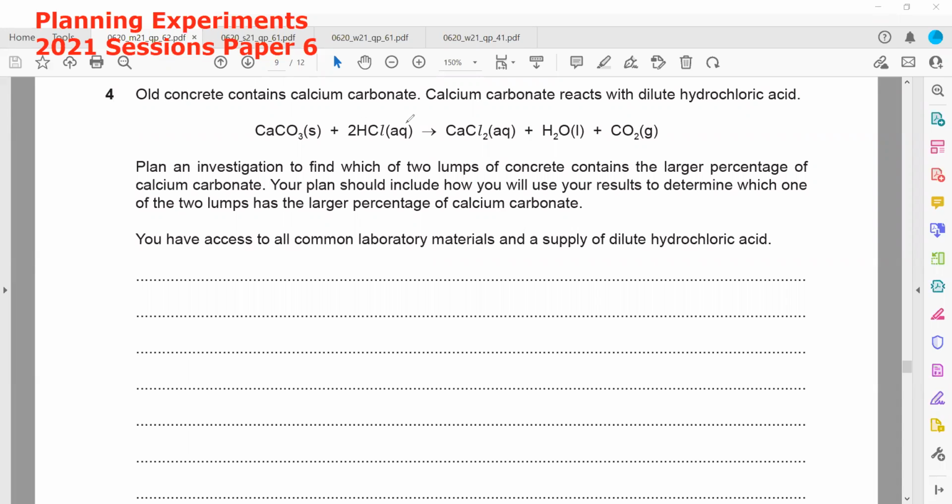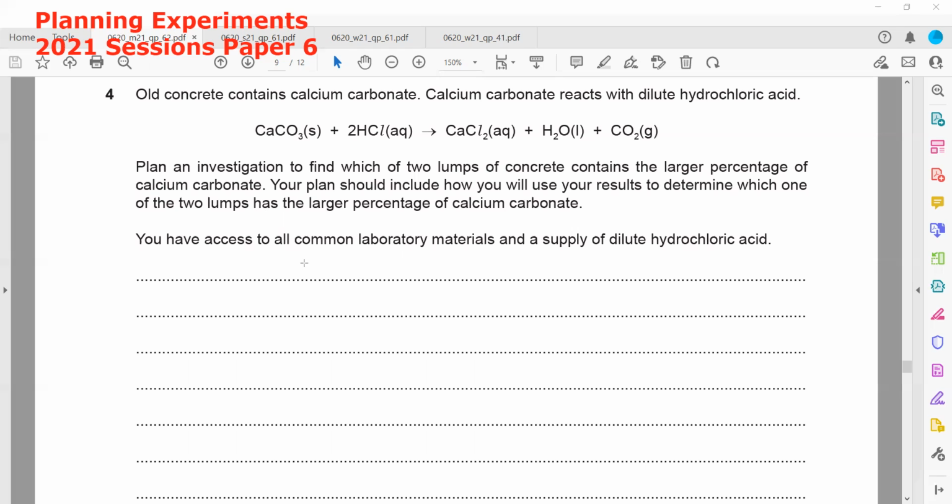Old concrete contains calcium carbonate, and calcium carbonate reacts with hydrochloric acid. So calcium carbonate plus hydrochloric acid gives calcium chloride, water, and carbon dioxide. We have to plan an investigation to find which of the two lumps of concrete contains a larger percentage of calcium carbonate. Your plan should include how you'll use your results to determine which one of the two lumps has a larger percentage of calcium carbonate. And you have access to all common lab apparatus and a supply of dilute hydrochloric acid.